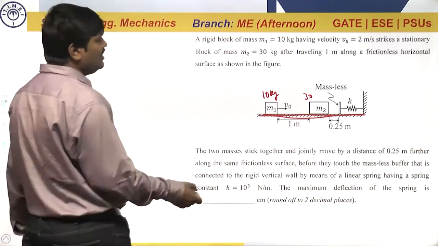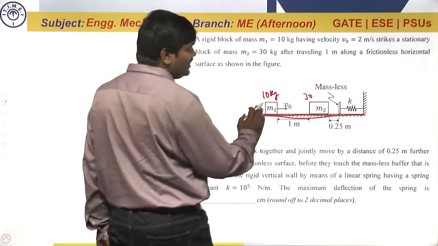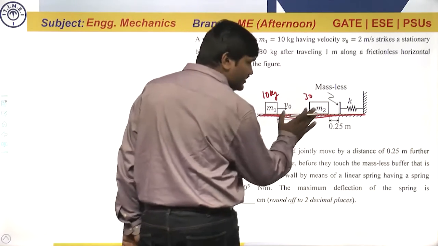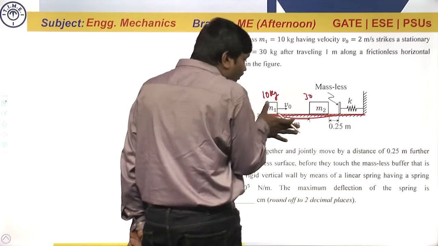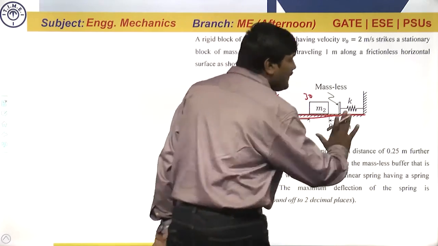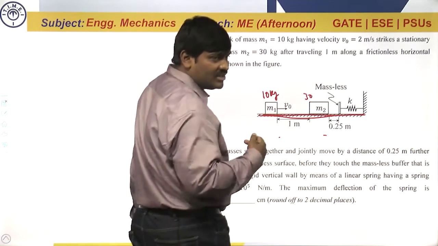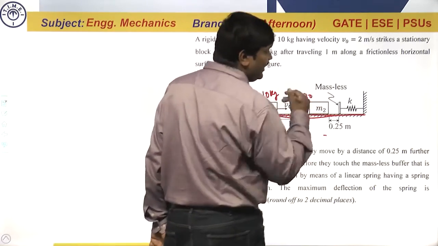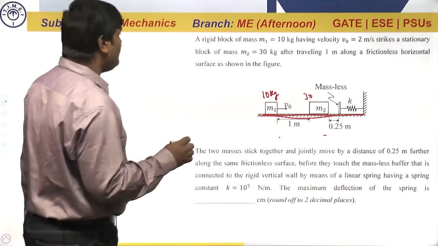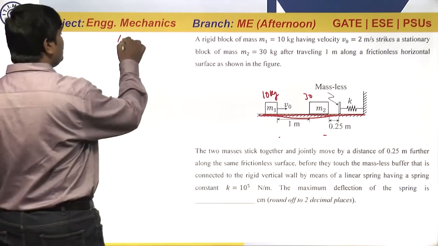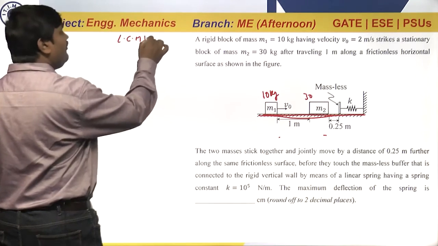Very simple question. Here two things happened. First, this block comes and touches this one, which means a collision happened. After collision, both started moving and compress the spring. So how much kinetic energy of both the blocks after collision is converted into spring energy? First I am taking the collision, and for that I am using the law of conservation of momentum.